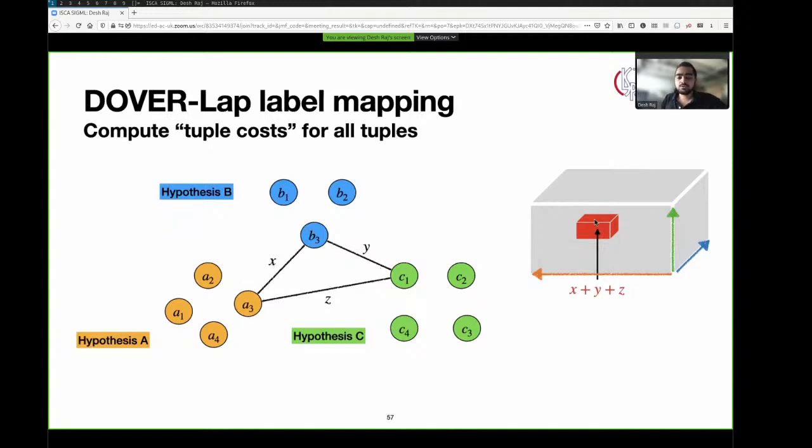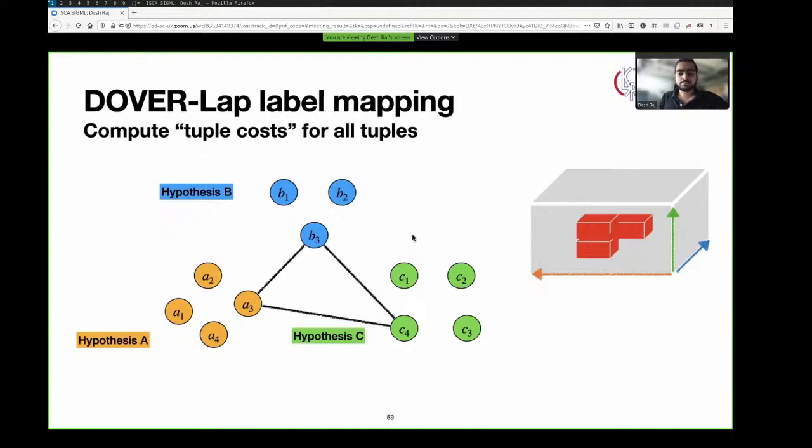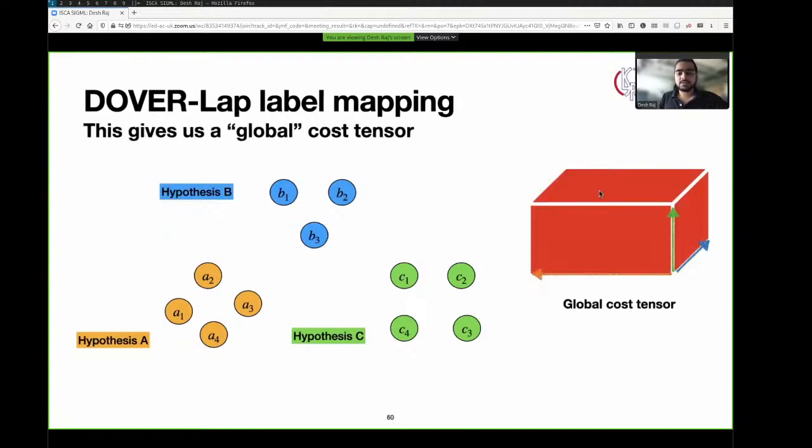We compute the cost for this tuple by taking the pairwise costs across these three. These pairwise costs are similar to how we computed the matrix, the table for the Hungarian algorithm, and we just add them up to compute the whole tuple cost. And we keep doing this for all the tuples, and this is how we fill up this global cost tensor. So we now have this global cost tensor, which corresponds to costs between all the tuples of all the hypotheses.